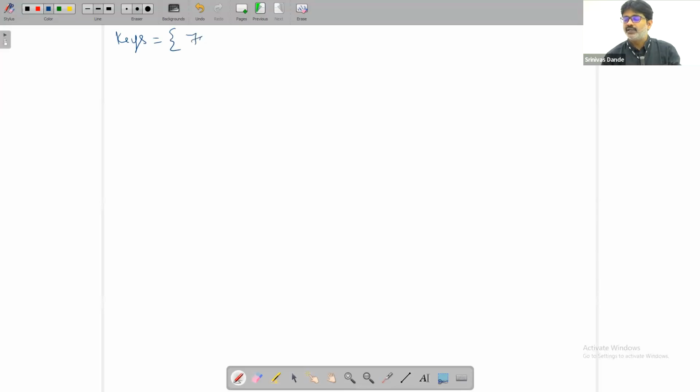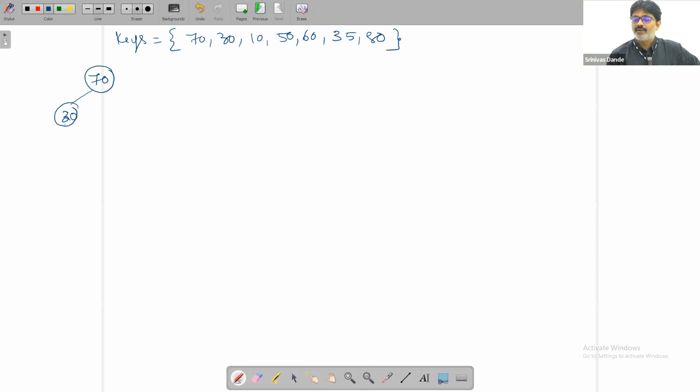First 70, then 30, 10, 50, 60, 35, and 80. I have these keys. Okay. First insert, start. Insert 70. Yes, done. Which is not causing any issue. Super balanced, right? One node only. Next 30. 30 comes left side. Okay.